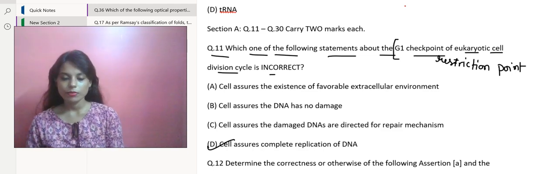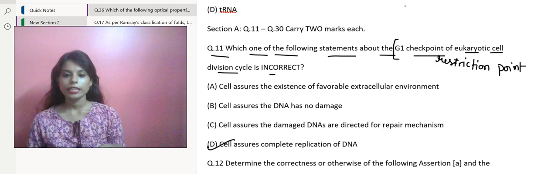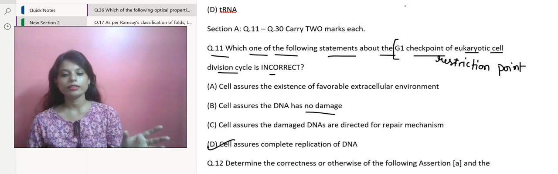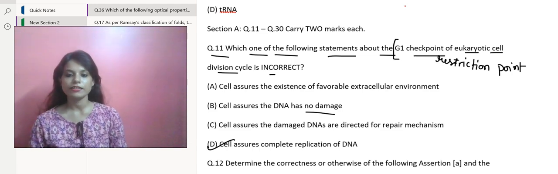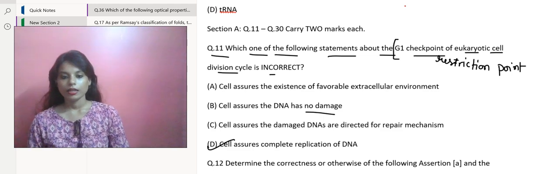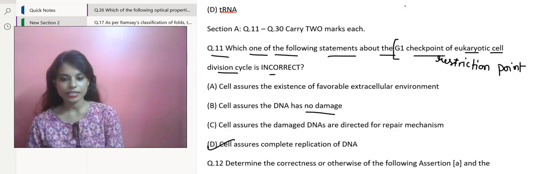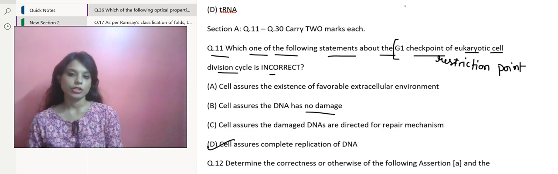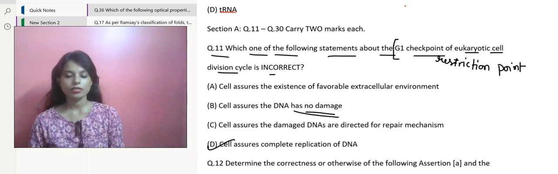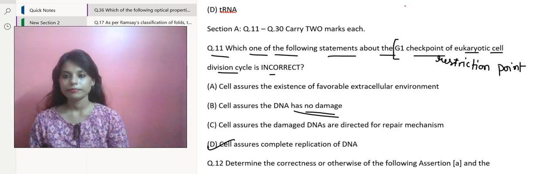Now, the G1 checkpoint ensures that the cell has favorable extracellular conditions. The DNA is undamaged, as mentioned in the second point, that it sees to it that there is no damage in the DNA and that there are sufficient nutrients to support the cell division. At the G1 checkpoint, what happens? The cell assesses the integrity of the DNA, and also detects any DNA damage. Sees to it that there is no damage, as it is mentioned in the topic only.